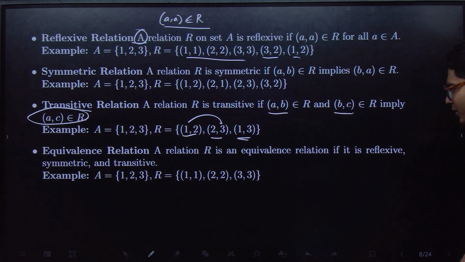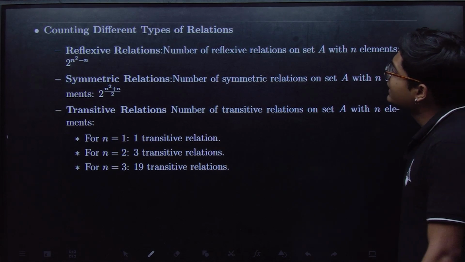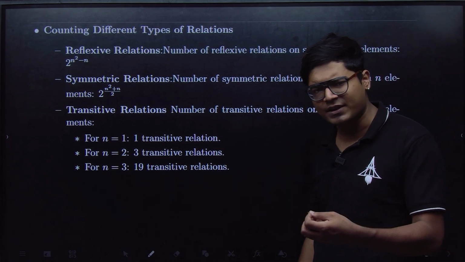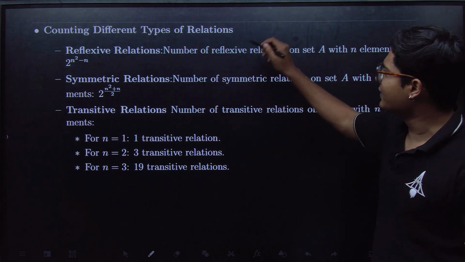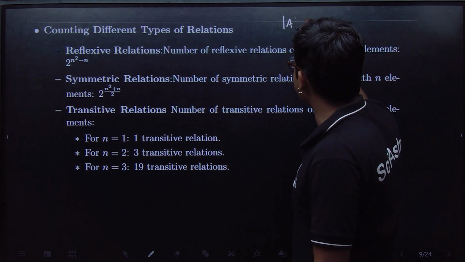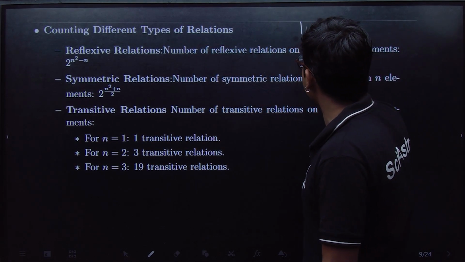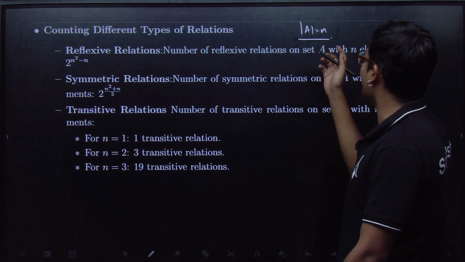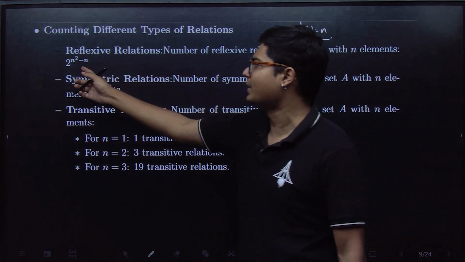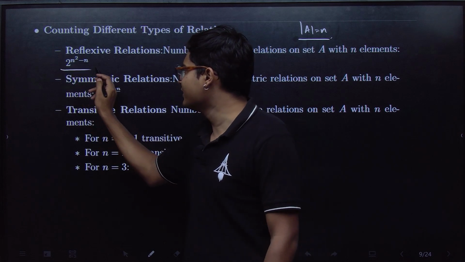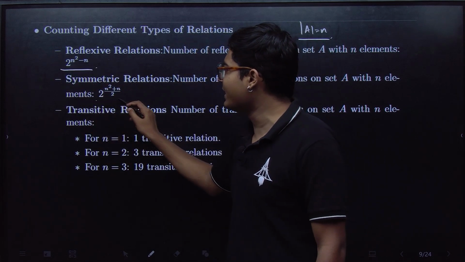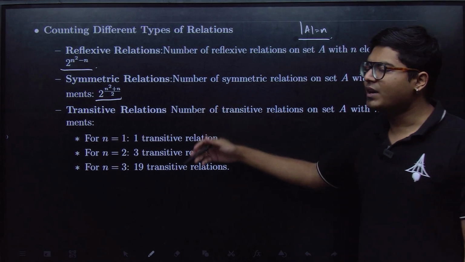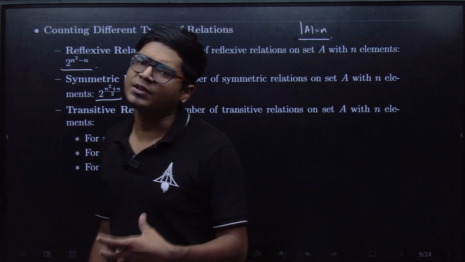Now, counting the different types of relations that you can form on a given set. In all these cases, we'll consider a set of size n. The number of reflexive relations on a set with n elements is given by 2 to the power n squared minus n. Remember this. The number of symmetric relations is given by 2 to the power (n squared plus n) by 2. For transitive relations, there is no general formula, so you'll have to count manually.